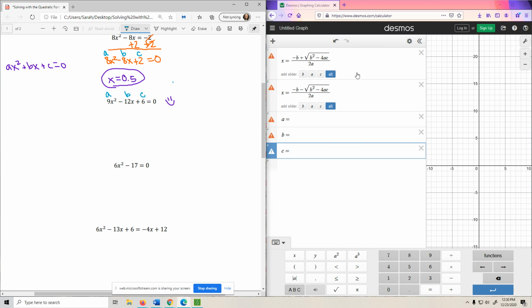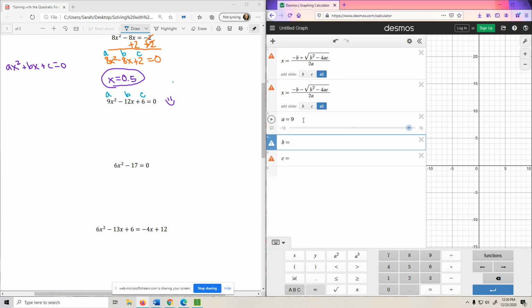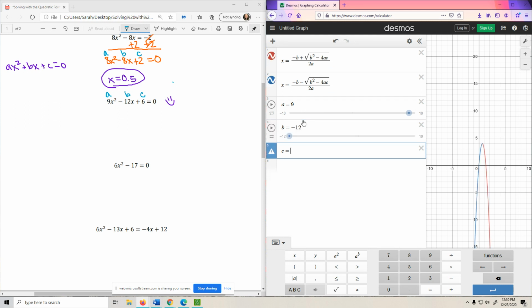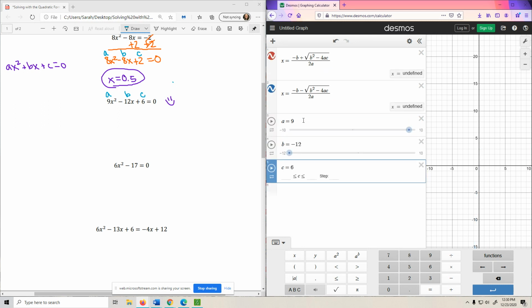Since I already have my equations in Desmos, I'm not going to reinvent the wheel and type them all over again. I just need to update what A, B, and C are. This time A is 9, B is negative 12, and C is 6.